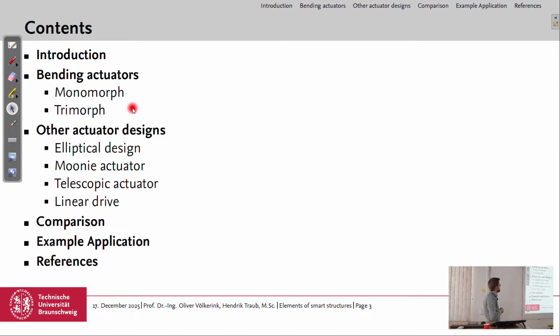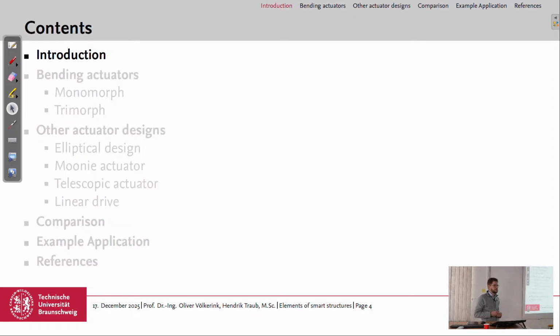We will have a look at different actuator designs. So using the piezo-ceramic transducers together with other structural systems to increase the stroke or the displacement we can get from them.